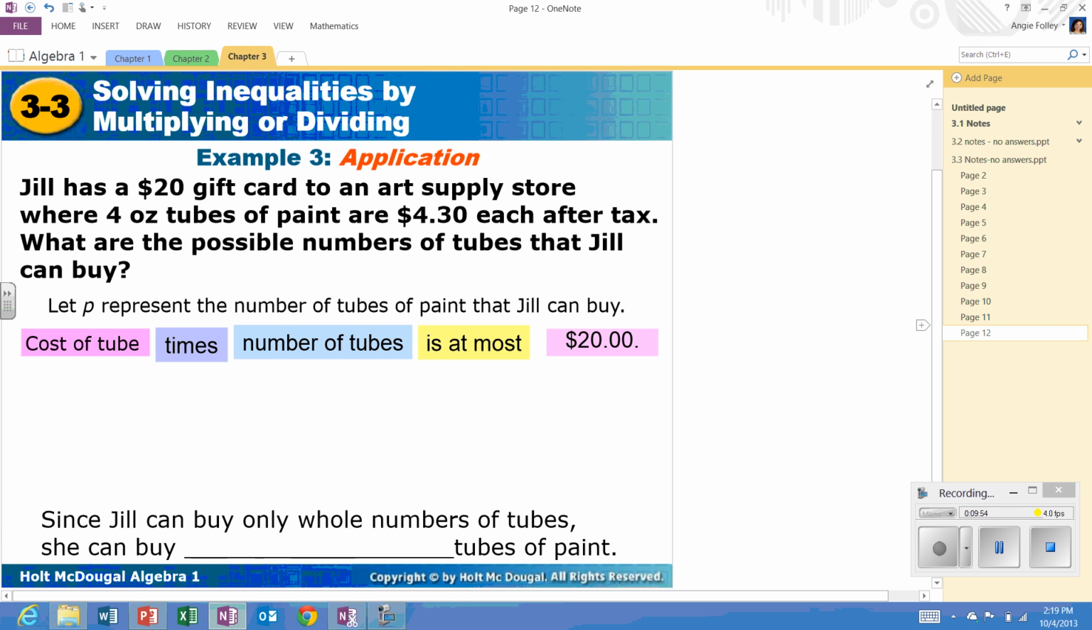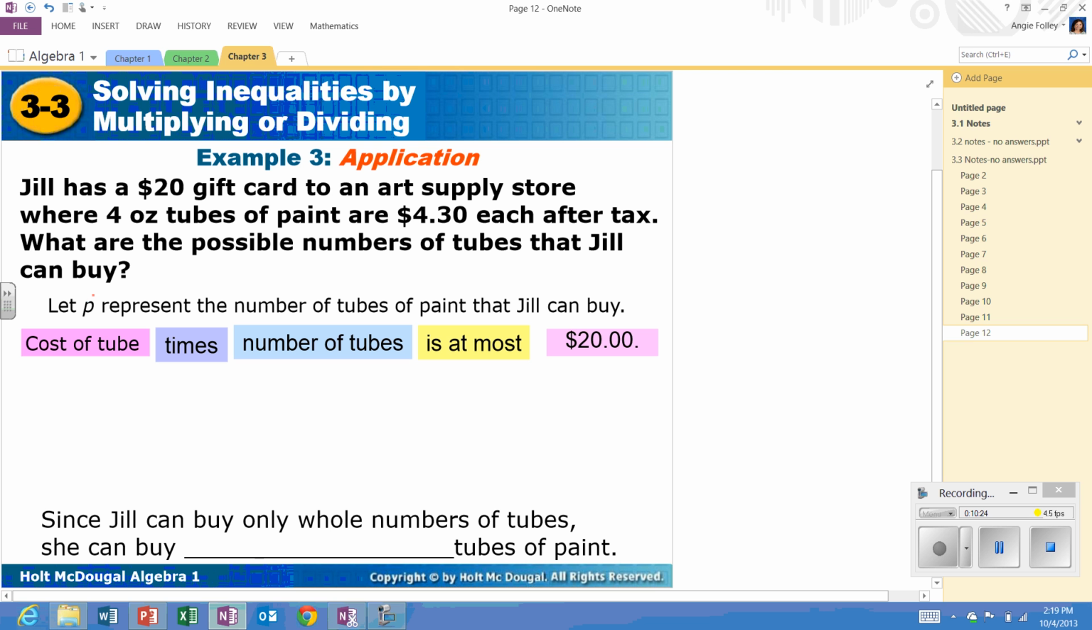One last example, and it is a word problem. So we've got another gift card. This time it's Jill. Jill has a $20 gift card to an art supply store, where 4-ounce tubes of paint are $4.30 after tax. What are the possible numbers of tubes that she can buy? So she's got a $20 gift card. She wants to buy these tubes of paint, and each one costs $4.30. And we want to know the most amount of tubes she can buy.